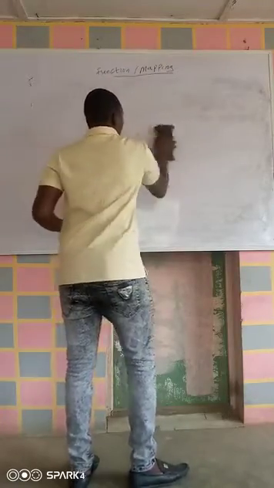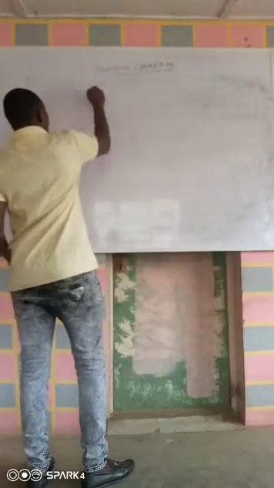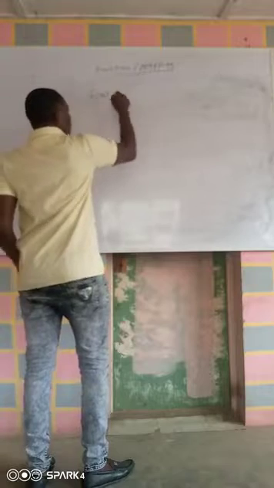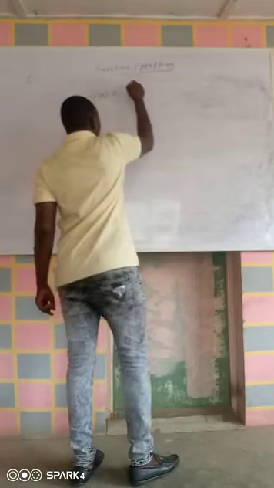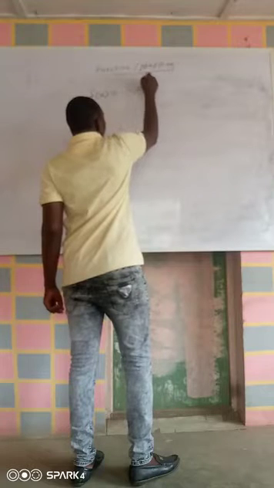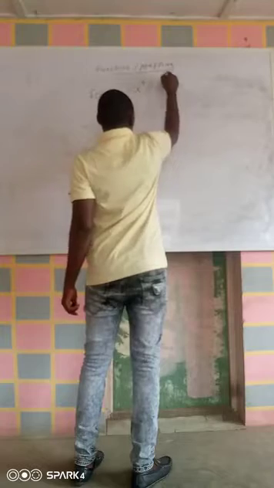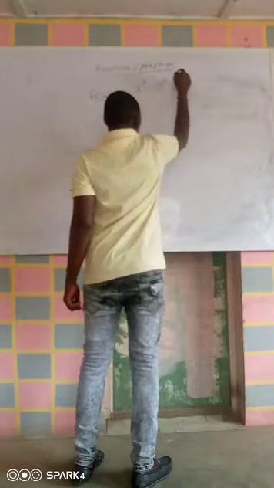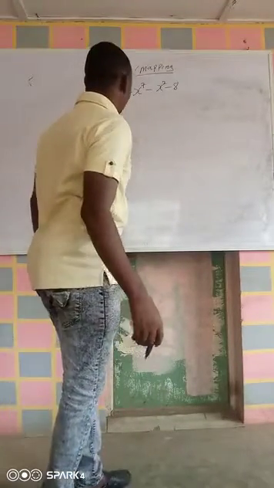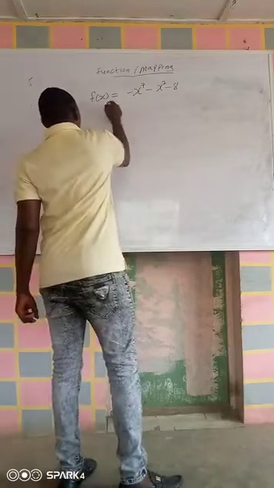So let us check another question whereby f of x equals minus x raised to power 7 minus x raised to power 2 minus 8. Let's see if we can be able to handle this. Solution.